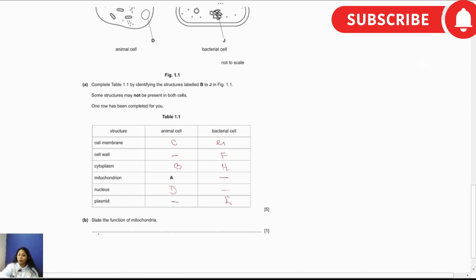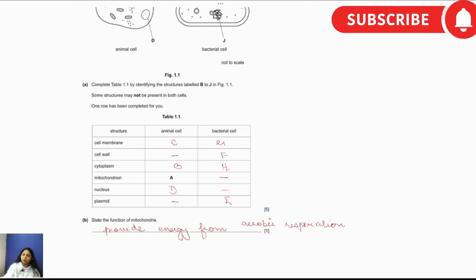Oh, sorry, we are not going to write this in the answer. It would be considered wrong, okay? Good. Provide energy not for, from, okay? So what I feel, we need to learn how to write a proper answer. Here you will lose marks if you don't write it clearly. Clear? Okay, let's move to the next question.